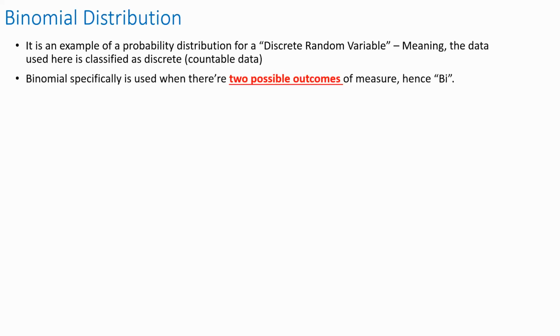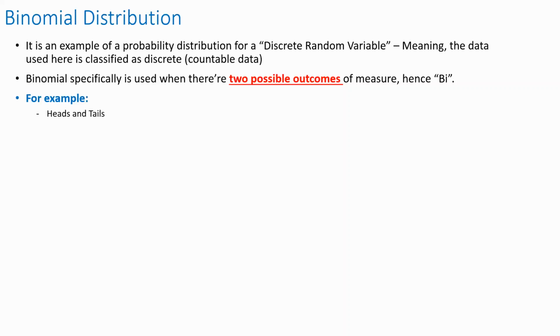Second part, binomial distribution specifically is used when there are two possible outcomes. That's literally the key for binomial. That's how you pick out whether it's binomial or not. Bi means two, that's generally where it comes from. So two outcomes. When would you use discrete data where it's countable, and you have two outcomes? It would be something like heads and tails.